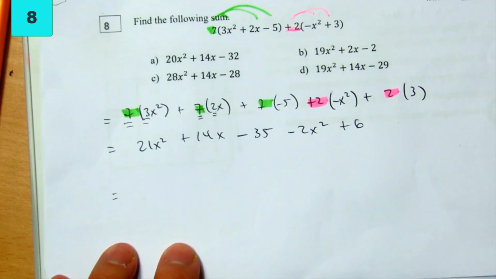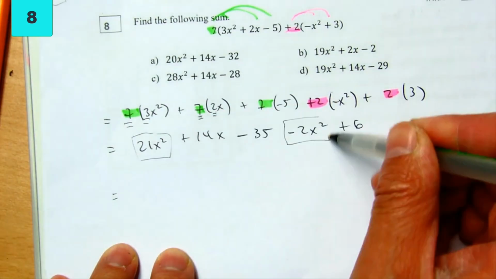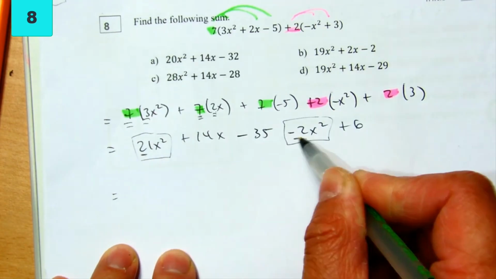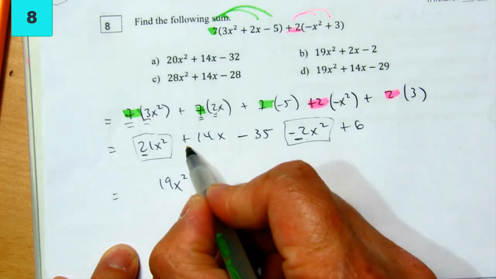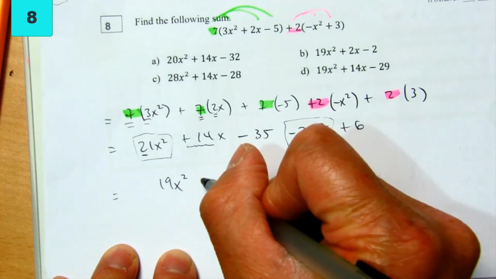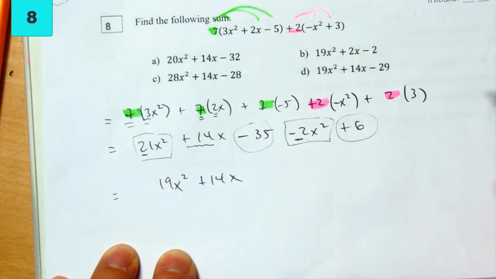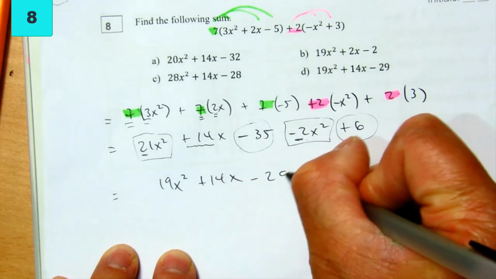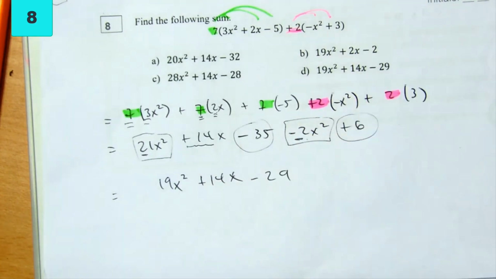Let's find like terms. I'll use shapes. Those have x squared. So again, I'm just going to look at the numbers in front. That would be a 19x squared. Nothing there. 14x. And then that'll become a negative 29. And that would be choice D.